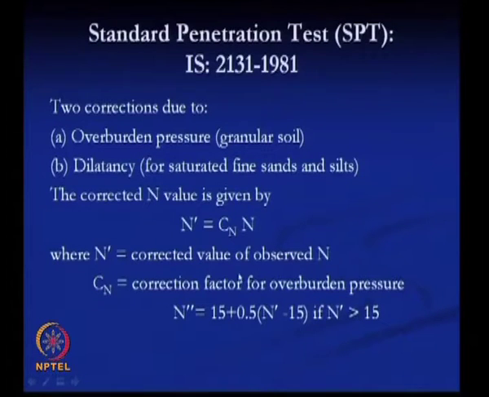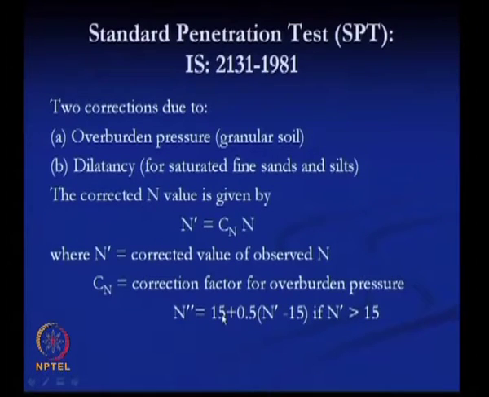Now, the next correction is the dilatancy correction. Once we get the corrected N value after applying the effective overburden pressure correction, that N value will be used for the dilatancy correction. If this N dash value is greater than 15, then we will apply this dilatancy correction. If this N value is less than 15, then we will not apply this dilatancy correction, and we can apply it by using this expression.